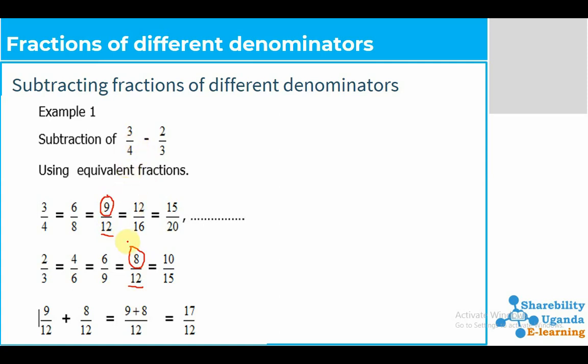Remember, here we are going to deal with subtraction. Now we are going to have this is 9 out of 12, then this out of this. Okay, let's try to do this. Let's try to calculate it from here.